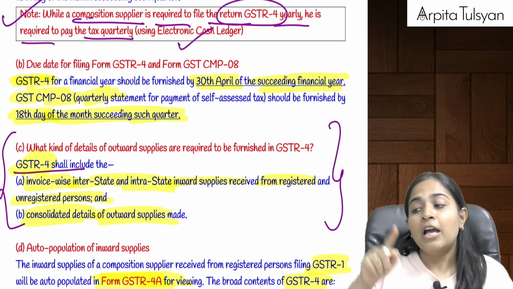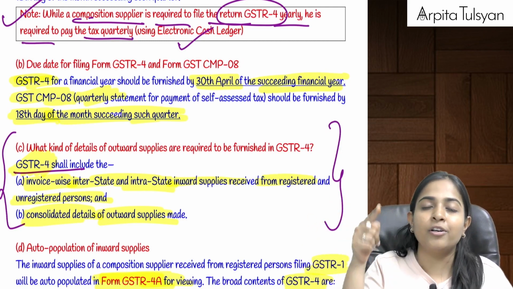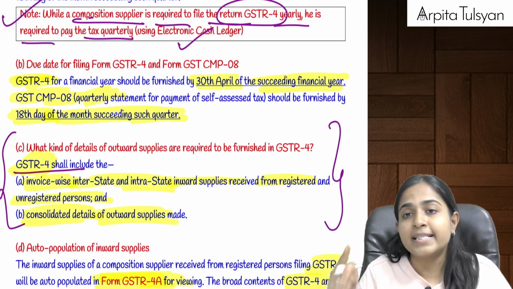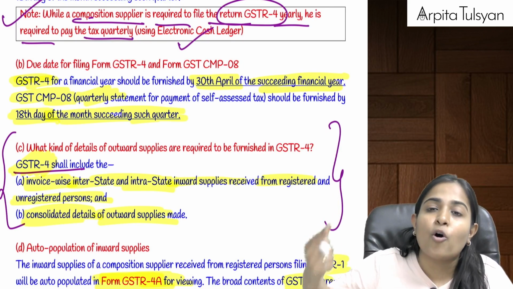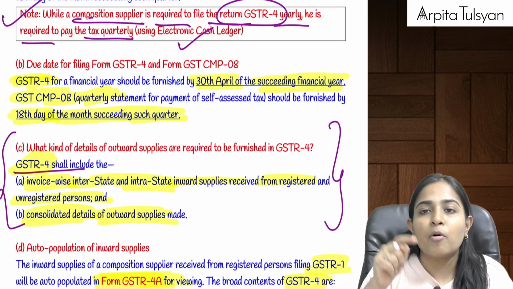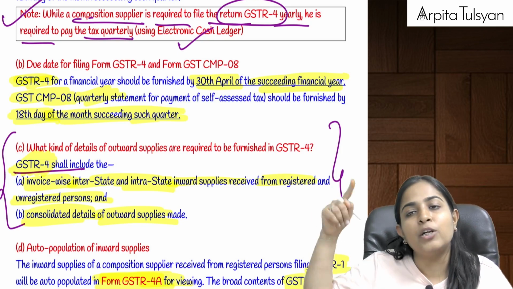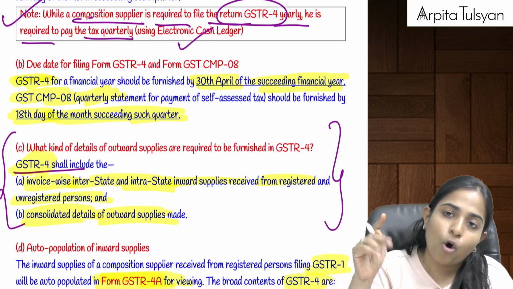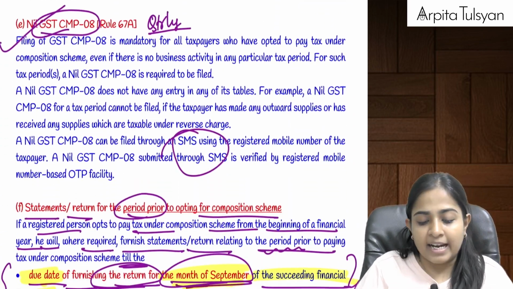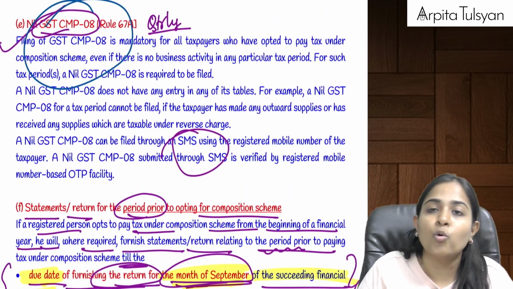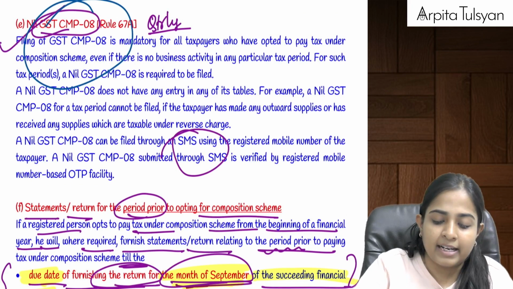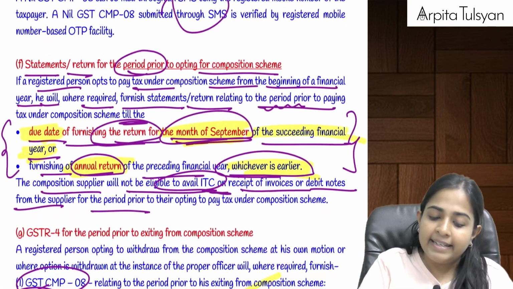Okay, the due date for GSTR 4, which is filed on a yearly basis, is 30 April of the next year. For GST CMP 08, the due date is the 18th of the next month after the quarter gets over. If we talk about the July, August, September quarter, then the due date will be 18th of October. Are you clear with this? Yes. Then suppose there is no data for GST CMP 08, still it is mandatory for them to file the nil returns.